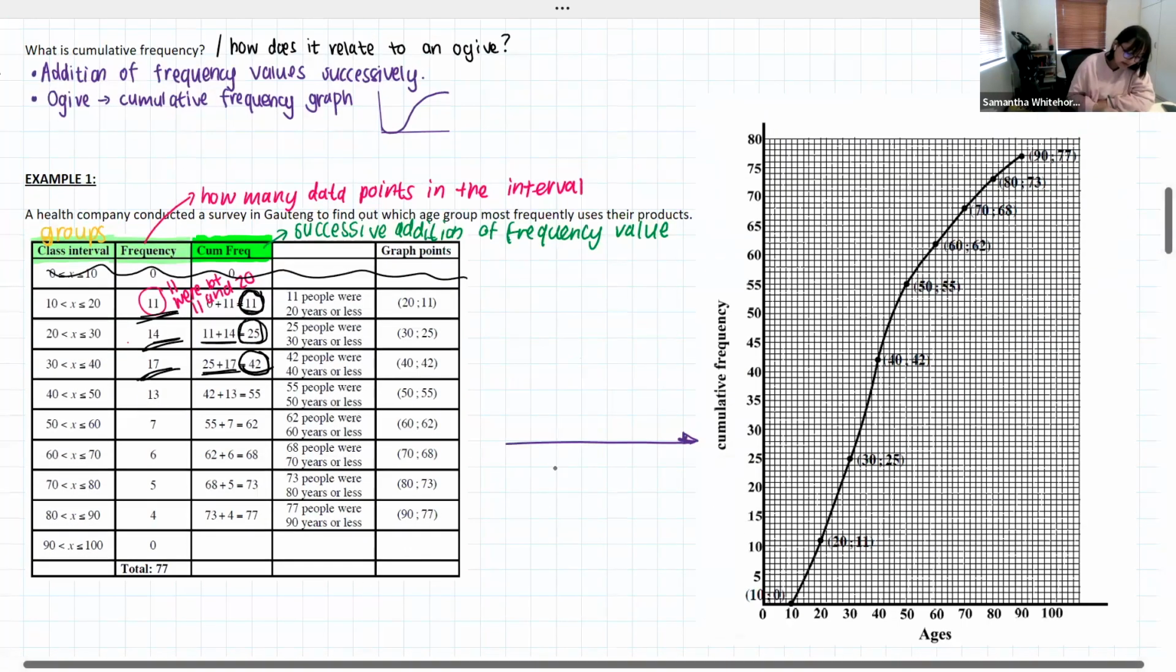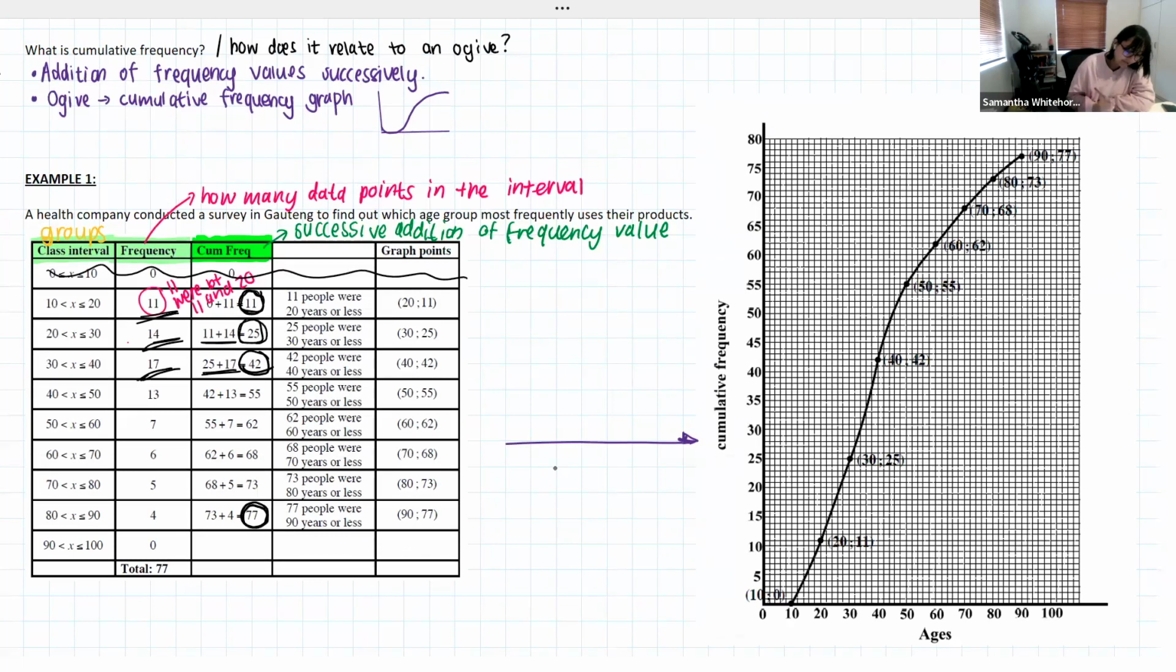Now, what's quite nice is that the final cumulative frequency that you get is actually the total number of data points, or the total for your frequency in your table. And so what it is essentially doing is it's adding up all of your frequencies to allow you to work out different things, which I'm going to get to now, but essentially taking into account all of the data points that you have.